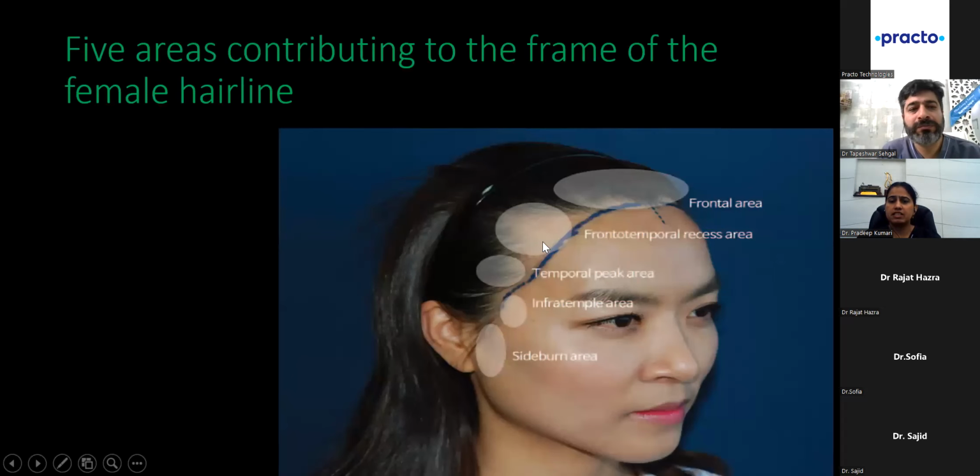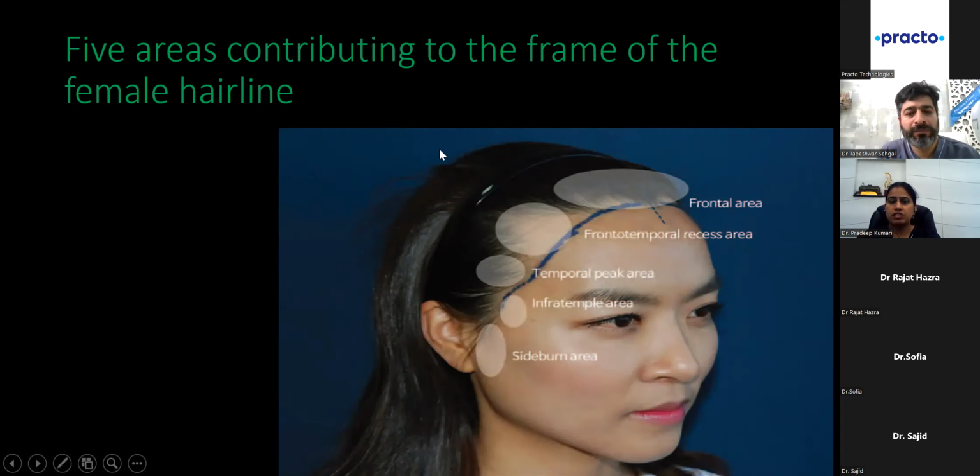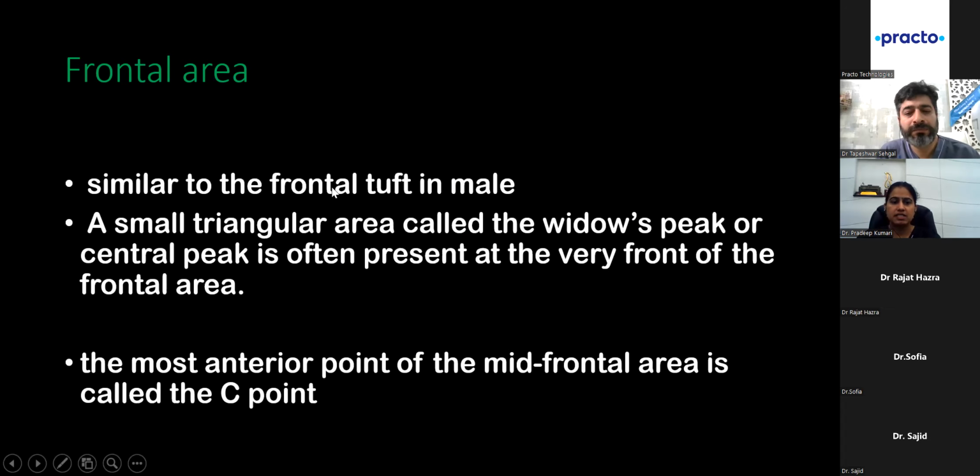So basically, these marked out areas are the areas which need to be filled in if there is a lack of density, and certain prominences have to be kept in mind. So the frontal area is almost similar to the frontal tuft in the male, but there is a small triangular area which is called the widow's peak. So this is the area. Sometimes males also demand this to be made, because that gives an apparent increase in the density.